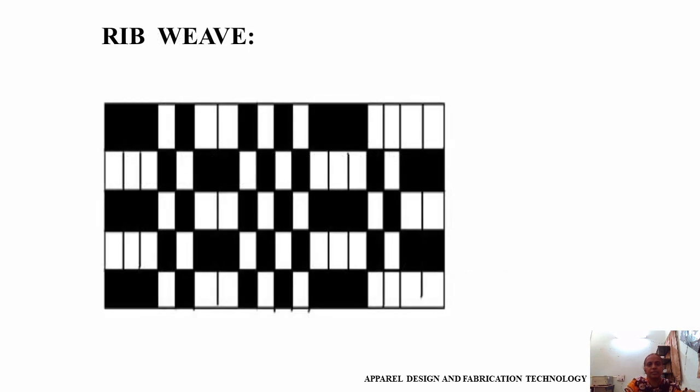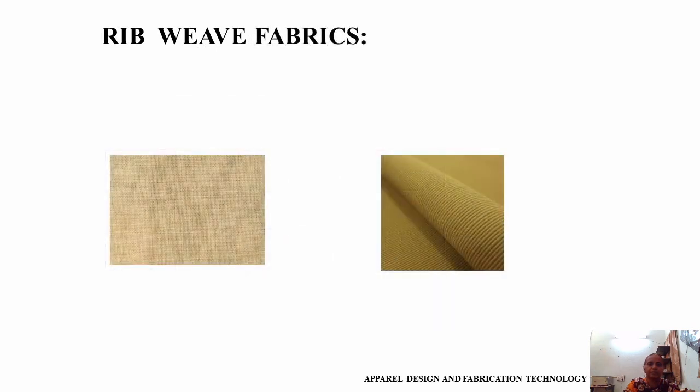See this, coarser and finer yarn. Coarser with the finer yarn, or the heavier yarn with the thinner yarn. This is the rib weave effect, corded or rib weave effect. Ribbed weave fabrics, see, thinner and heavier yarns.